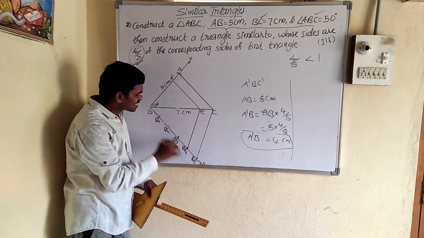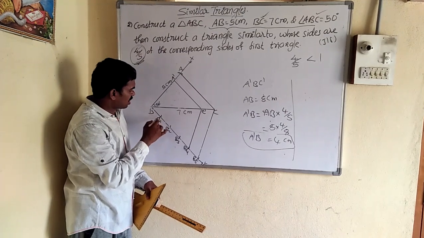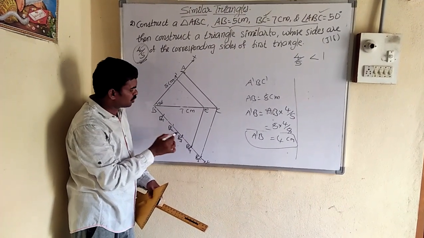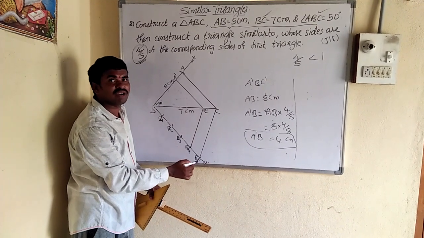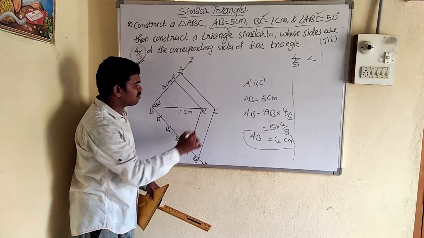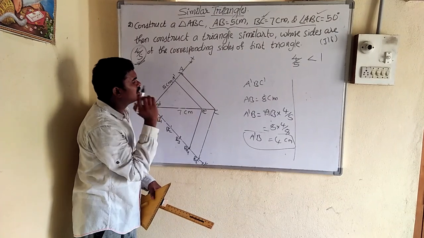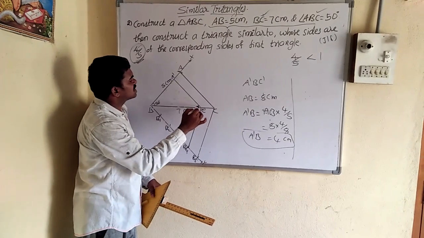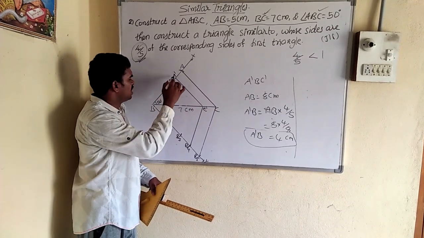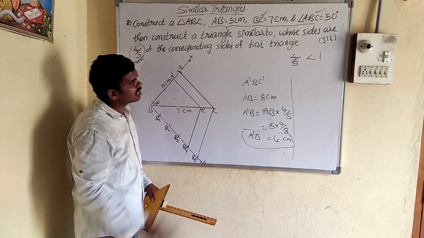So ABC is constructed. Next, from B, draw a ray with an acute angle. On this ray, draw arcs such that B1, B2, B3, B4, B5 are equal distances. Next, join B5C. Next, a line B4 C dash parallel to B5C is drawn. Next, a parallel line C dash A dash is drawn to CA. So now A dash B C dash is the required triangle. So this is the explanation.